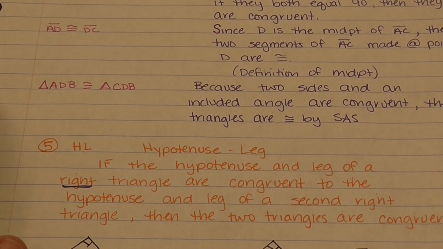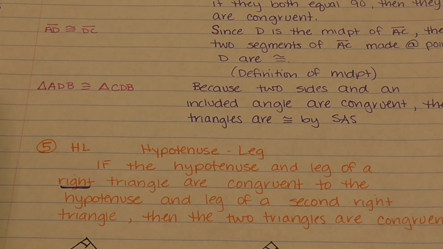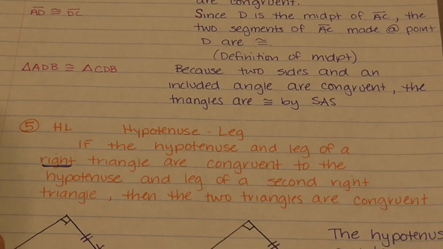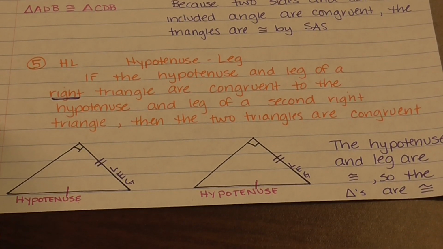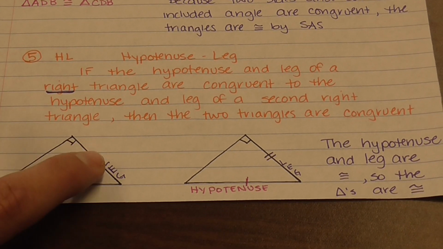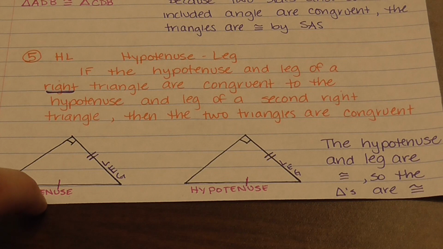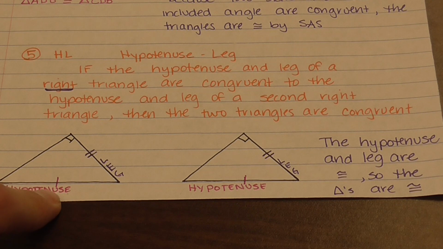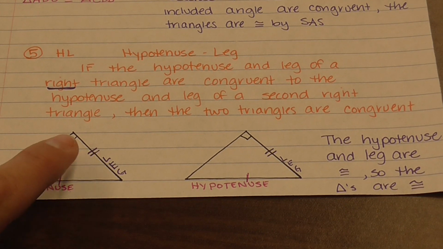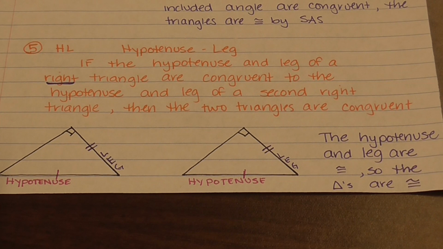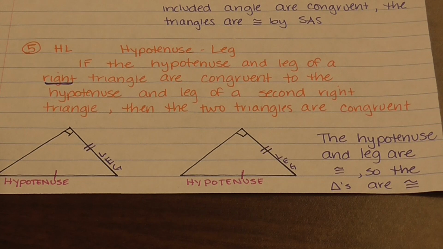Last but not least, HL, which means hypotenuse leg. If the hypotenuse and the leg of a right triangle are congruent to the hypotenuse and leg of a second right triangle, then the two triangles are congruent. So if and only if it is a right triangle, you can have angle, side, side. Otherwise, we don't have that in math class. Angle, side, side does not exist. Right angle, hypotenuse, leg exists. And those two triangles are congruent if a hypotenuse and a corresponding leg are congruent.